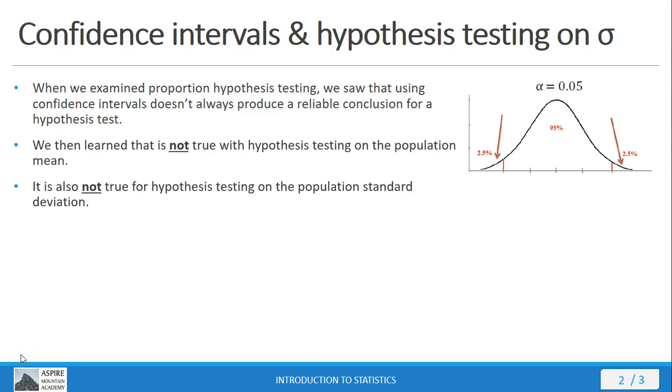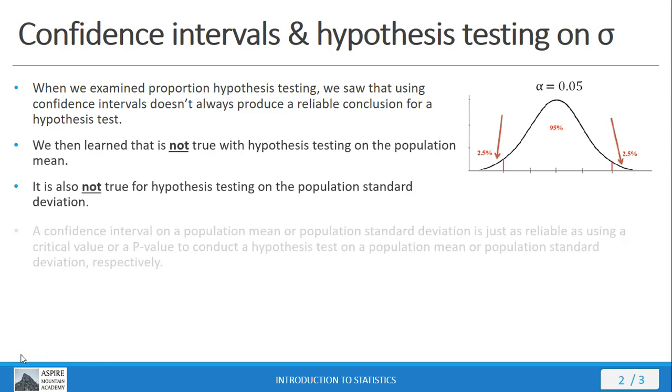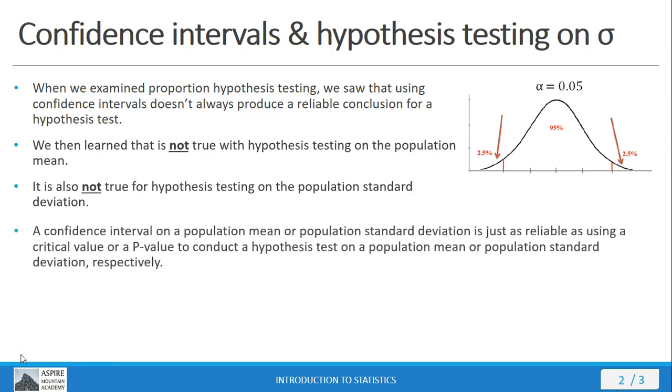You're going to get the same result out as you do for the formal hypothesis test, where you use the p-value with the significance level alpha or the test statistic with the critical value. However, that's not the case with proportions. So proportion is going to be our odd man out here. So confidence intervals on population mean or population standard deviation are just as reliable as the formal hypothesis test for testing a claim.